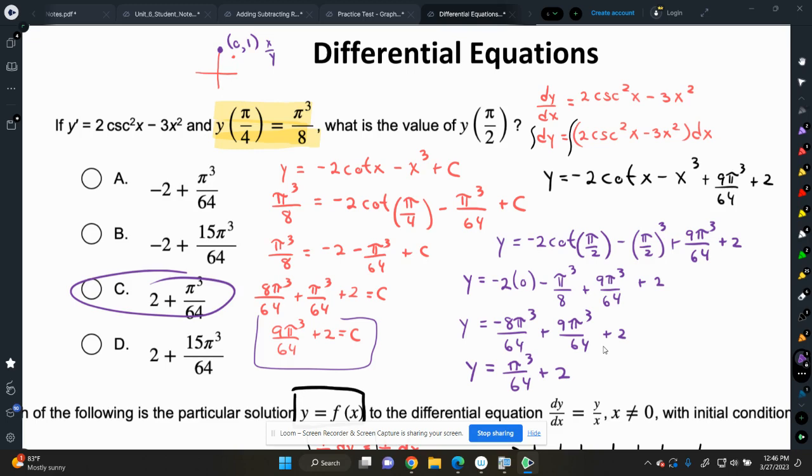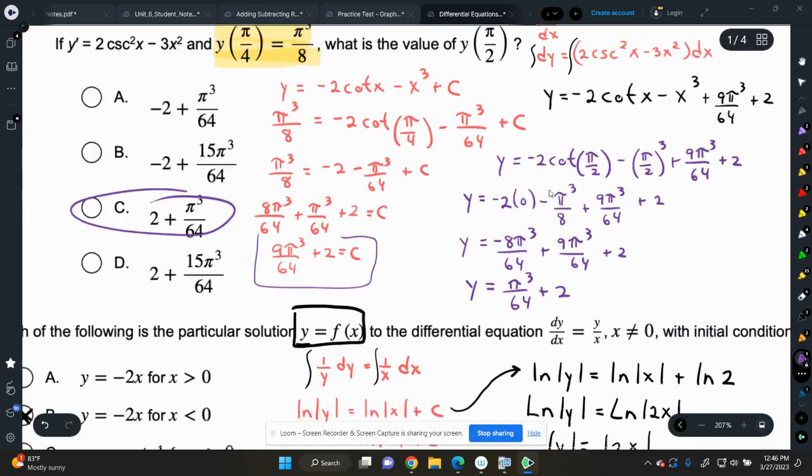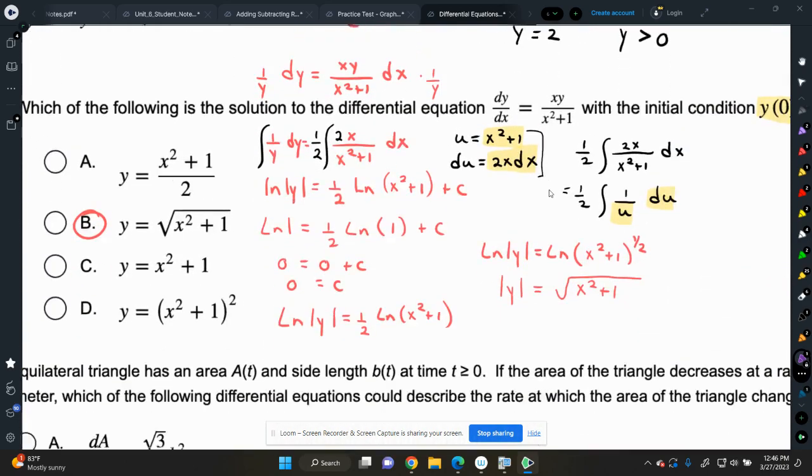Okay, all 3 of these problems, we've done the same thing. We separate our variables, we integrate, we use our initial condition to figure out c, and then we substitute the c in, and we solve for y. We did the same thing in all 3. Separate the variables, integrate, figure out c, plug the c in, and solve for y. Okay?